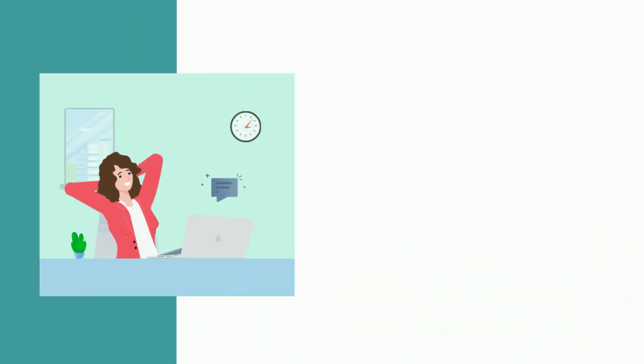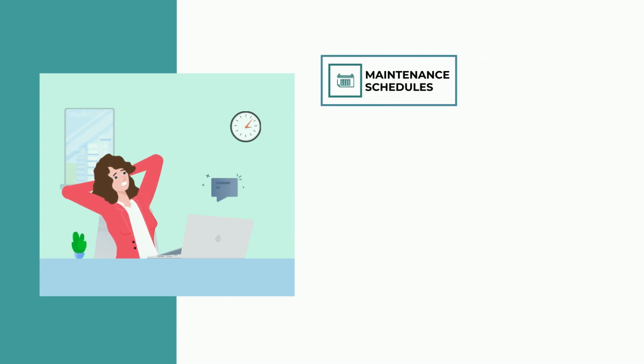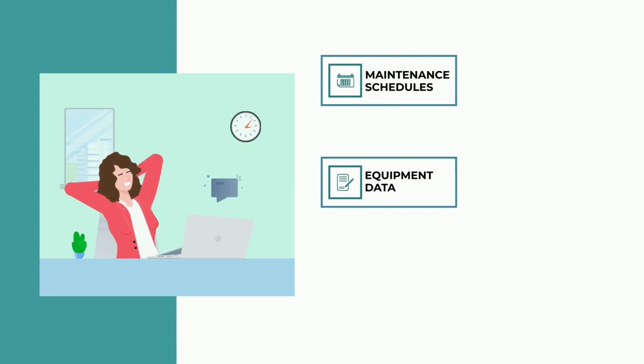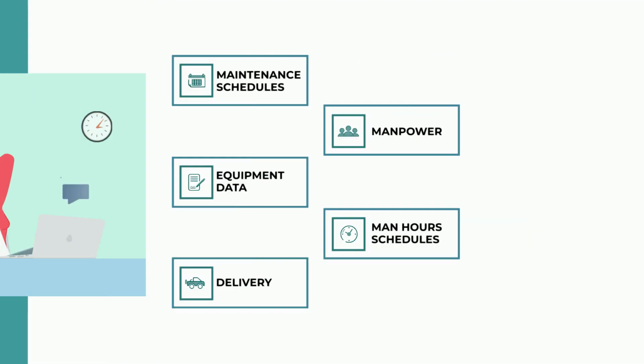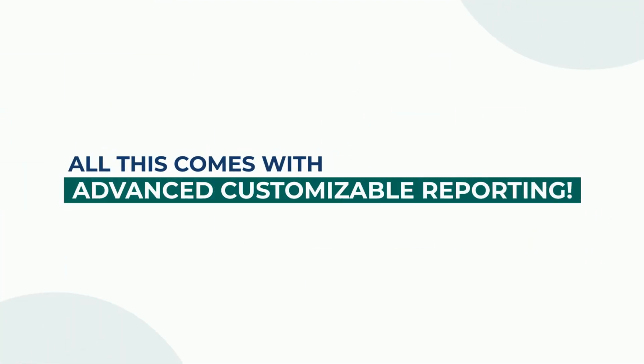Easy Plant Maintenance does the heavy lifting for you with no additional monitoring equipment by tracking maintenance schedules, tracking equipment data with parts used for maintenance and delivery, and even manpower or man-hours schedules. All this comes with advanced customizable reporting.